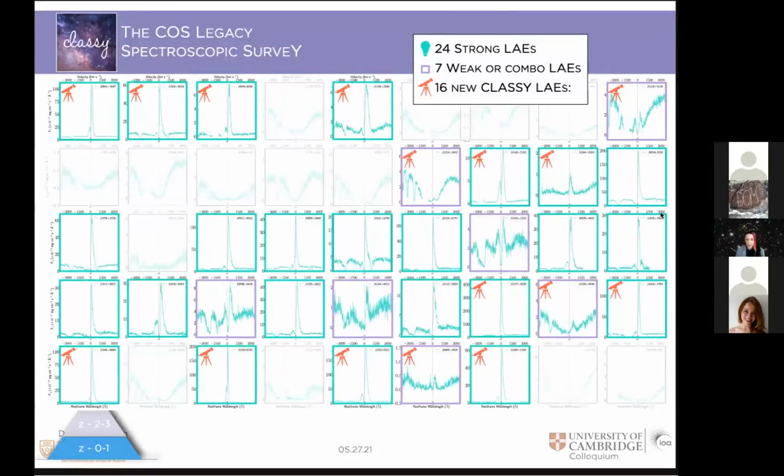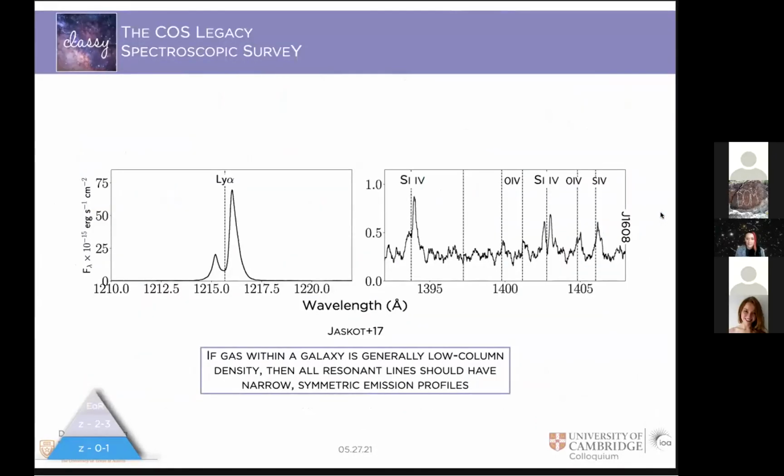That's really interesting. And this allows us to now look at all these resonant lines together for some of these galaxies. So carbon 4, silicon 4 is also resonant. And a very simple idea would be that gas within a galaxy is generally low column density to allow these emission lines, so they all would have similar profiles. But with the diversity of CLASSY, we're seeing something very different.